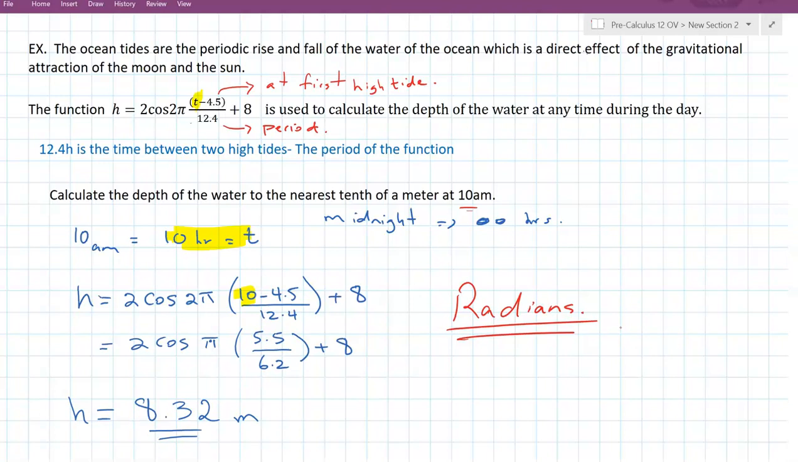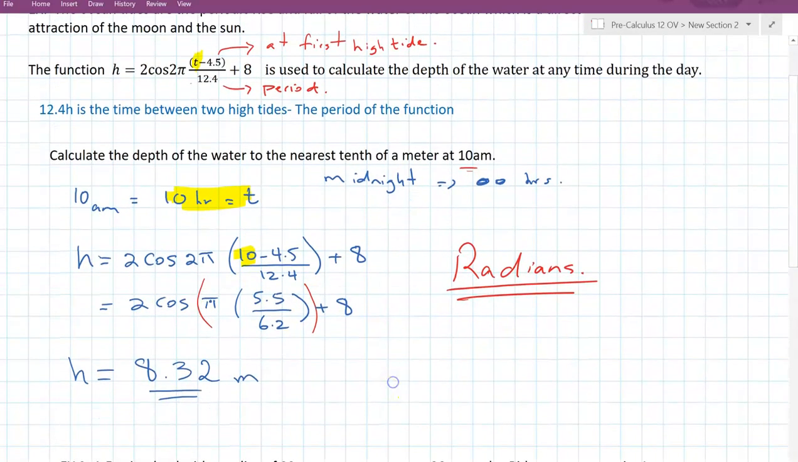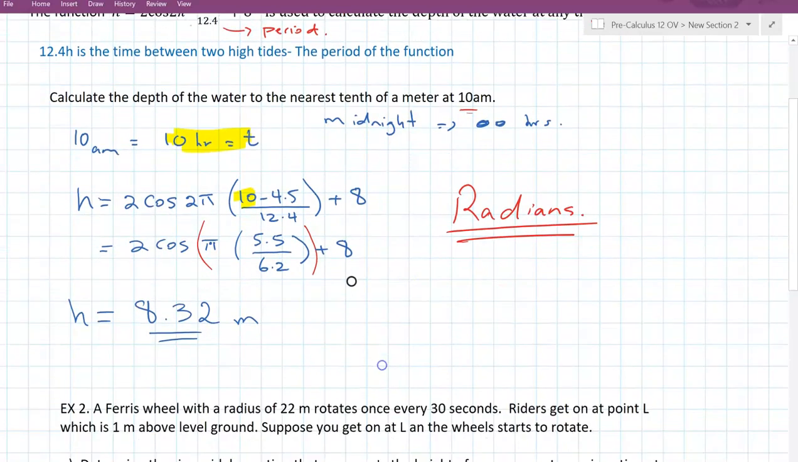When you do the math properly, remember, you deal with the bracket first, then multiply by the pi, then you take the cos of that. You're going to get a very small number, you multiply it by 2, you get around 0.3221, and you add 8 to it, you get 8.32. And that's basically it. So at 10 a.m. the depth of the water, I call it the height, from the level is 8.32 meters.